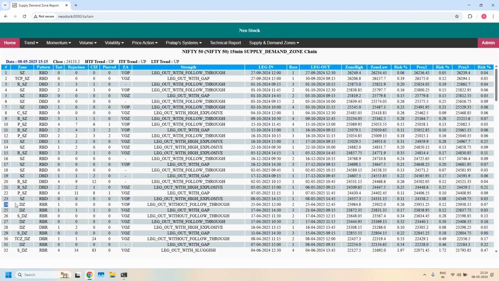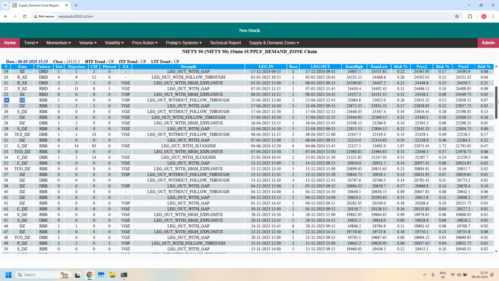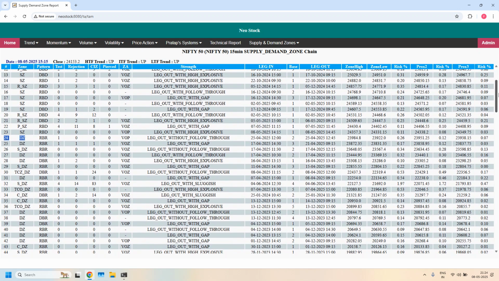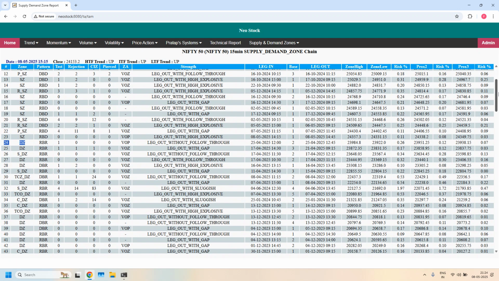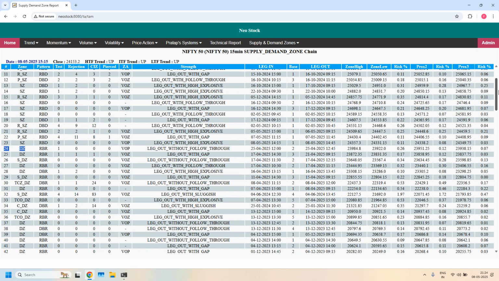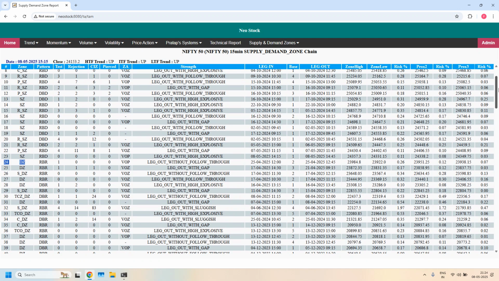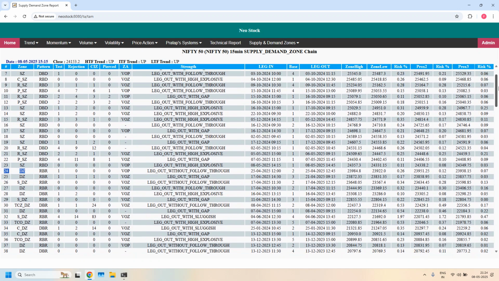Serial number 24 is having the nearest demand zone to the current closing price. So let me put it in the center.